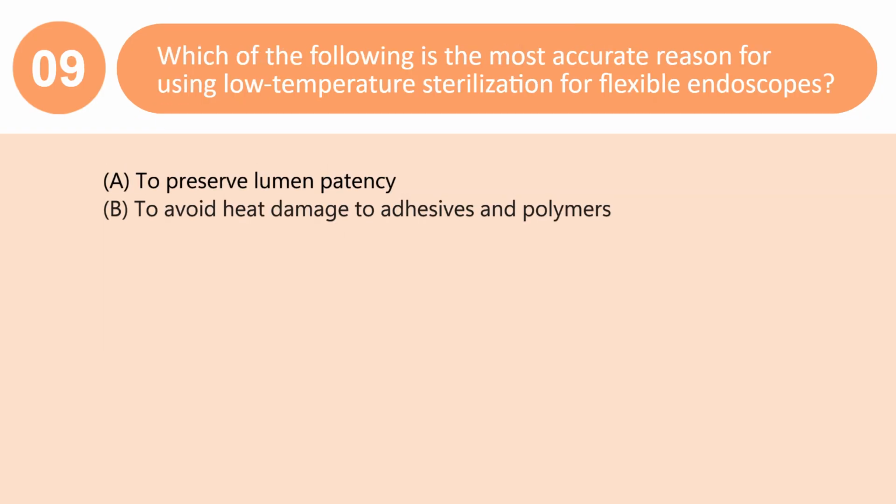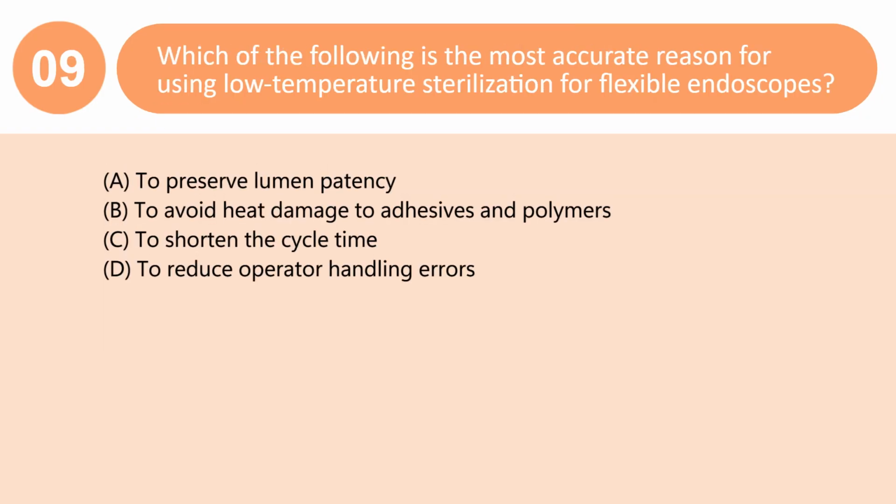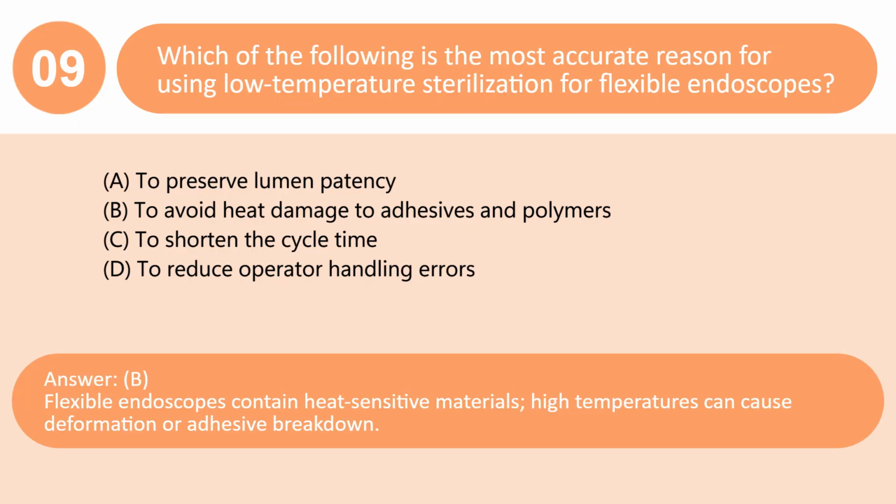Which of the following is the most accurate reason for using low-temperature sterilization for flexible endoscopes? A. To preserve lumen patency. B. To avoid heat damage to adhesives and polymers. C. To shorten the cycle time. D. To reduce operator handling errors. Answer: B. Flexible endoscopes contain heat-sensitive materials. High temperatures can cause deformation or adhesive breakdown.